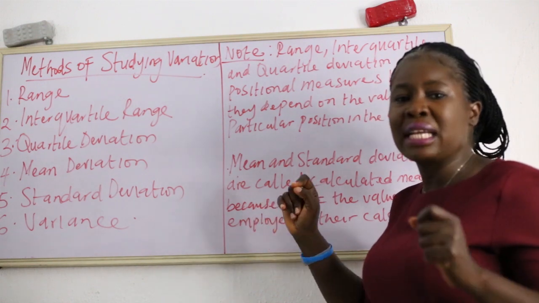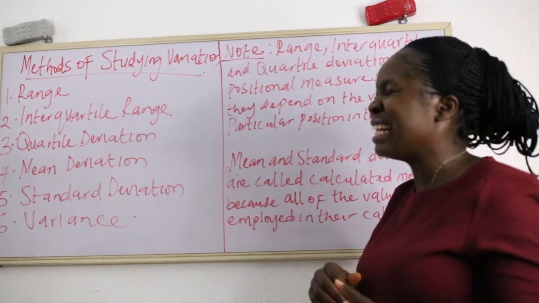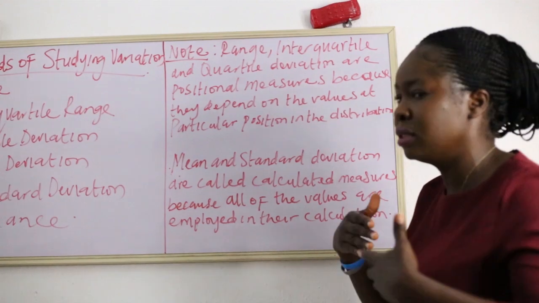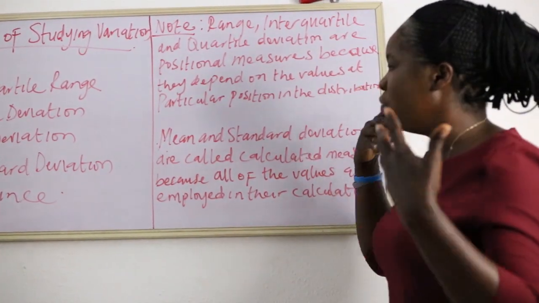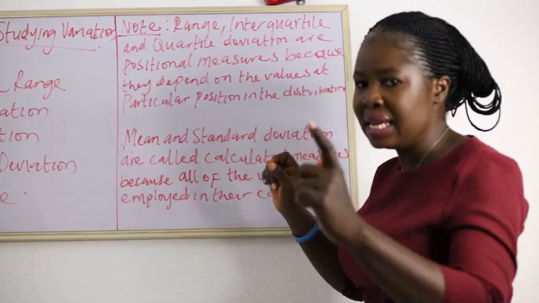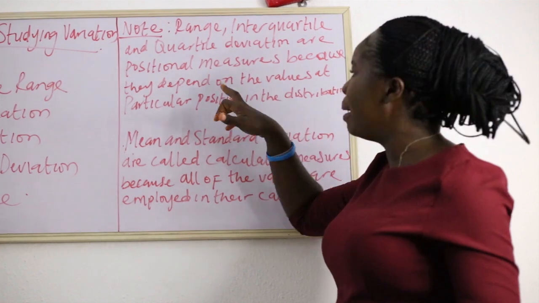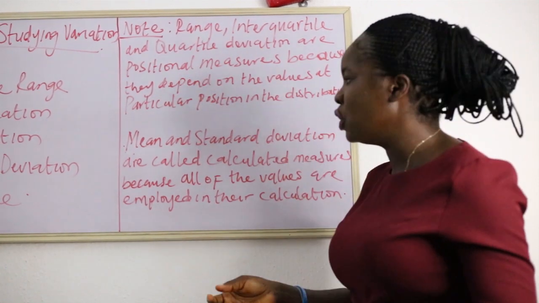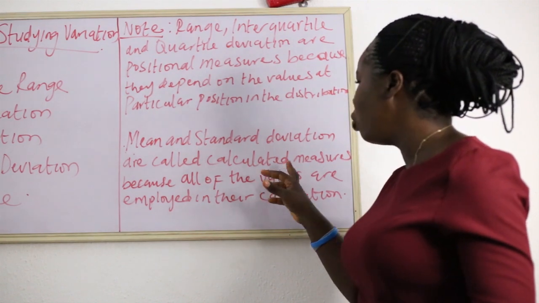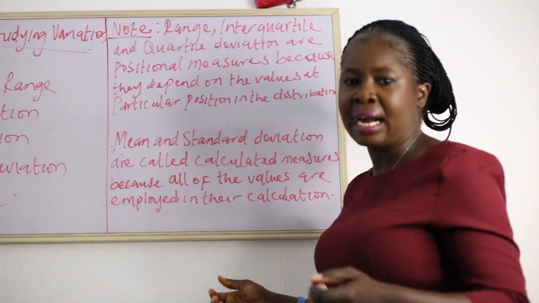But there is one important thing for us to know: the range, the interquartile range and the quartile deviation are called positional measures because they depend on the values at a particular position in the distribution. As we do examples, you will understand what I mean by these positional measures the more. Then the mean deviation and standard deviation are called calculated measures because all the values are employed in their calculation.